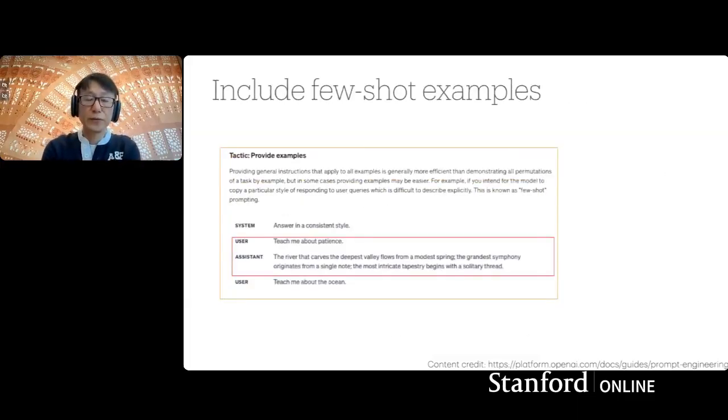And include few-shot examples. That means give the model the example input and output that you would expect. As in this case, you ask for some type of consistent style output, then what is the consistent style? You provide an example input and example output, and then finally you ask your original question. Then the model will generate the output based on your input. So few-shot examples are always helpful to generate the output that you want.